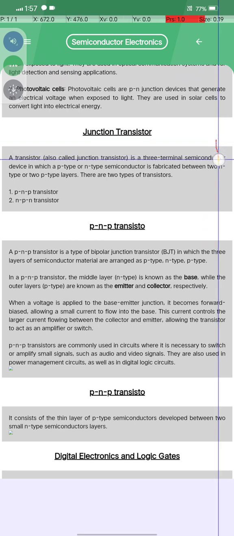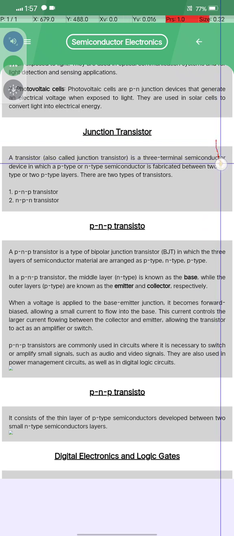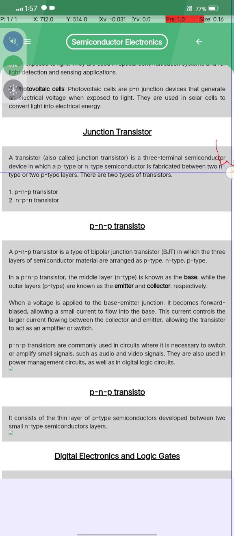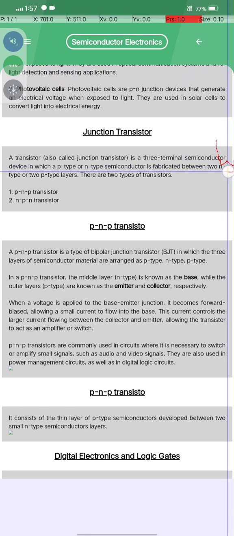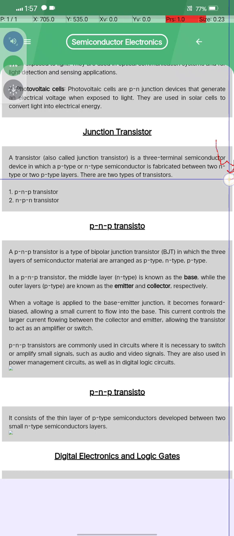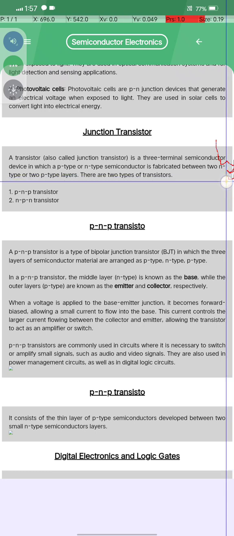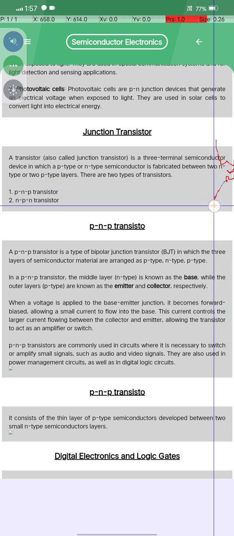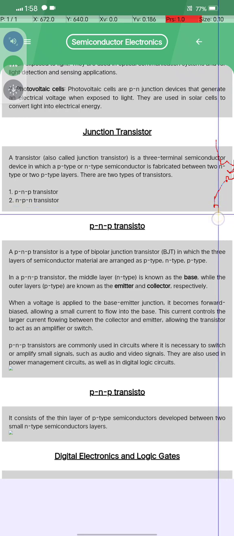Junction transistor. The transistor, also called a junction transistor, is a three-terminal semiconductor device which is a type of semiconductor fabricated between two n-type or p-type layers. There are two types of transistor: PNP and NPN transistor.